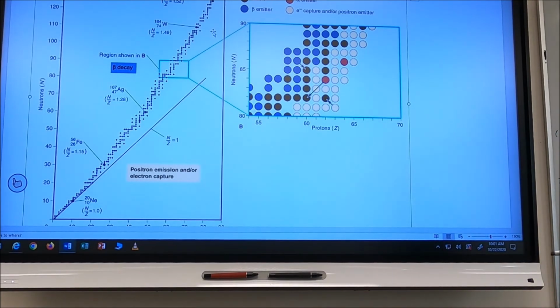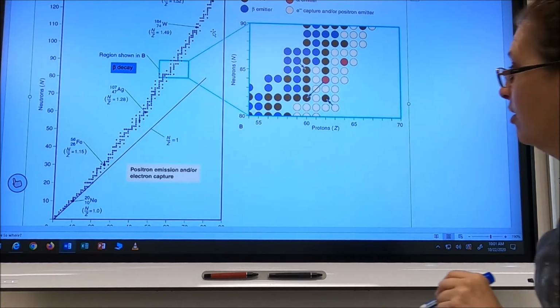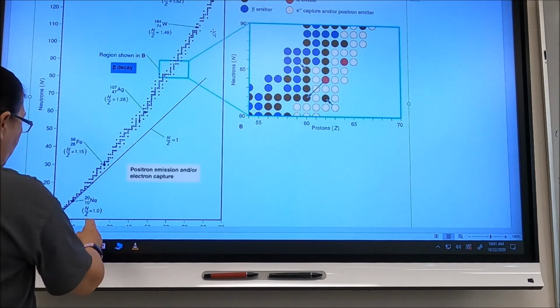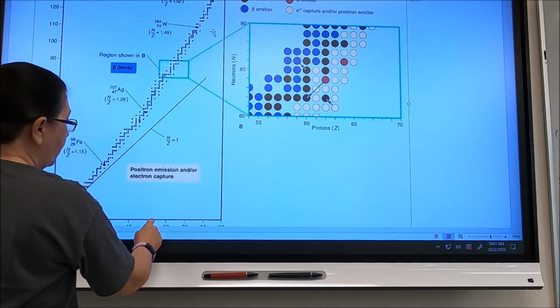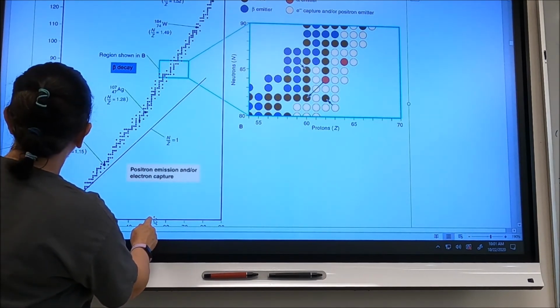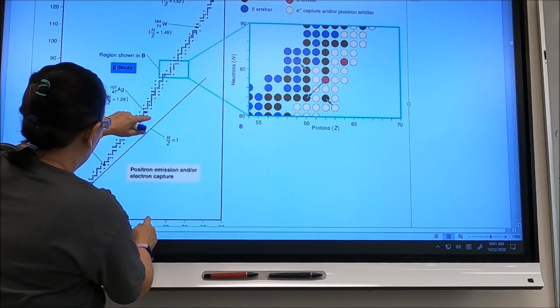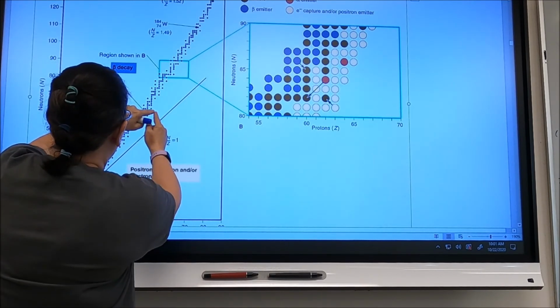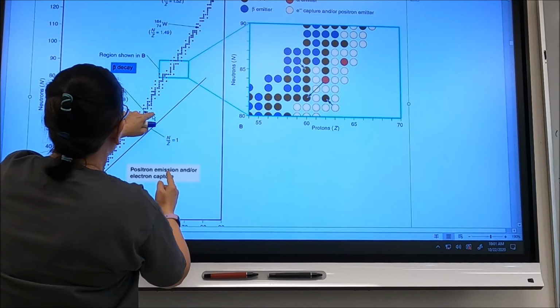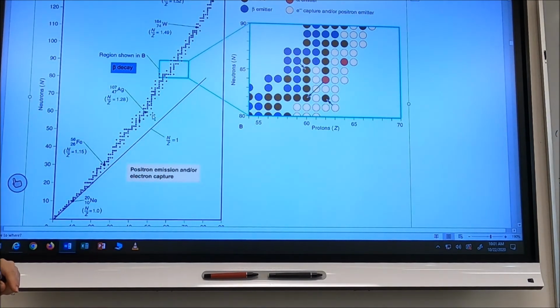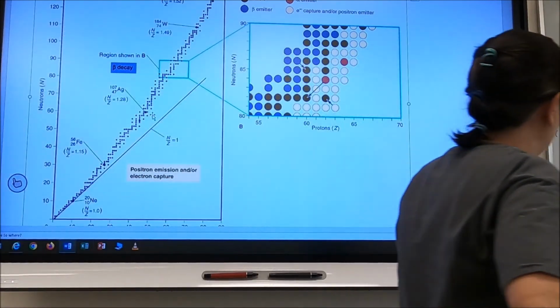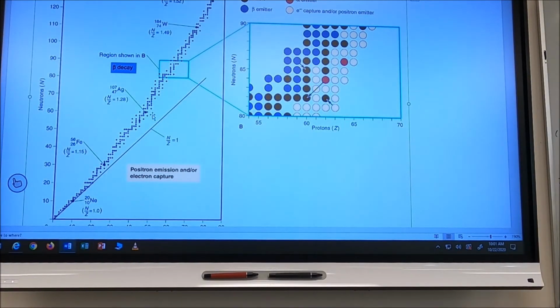Now, the last one we had was xenon, which is atomic number 54, so it's 10, 20, 30, 40, 54, and 60. 54 and 60, right about there. If I'm right about there, I'm underneath the line of stability, so we're talking positron emission.